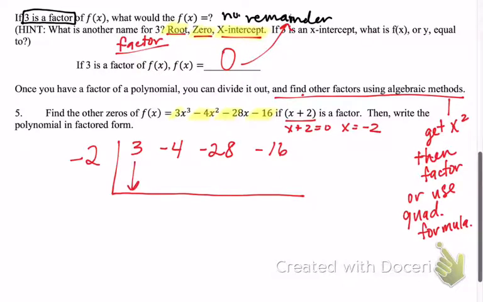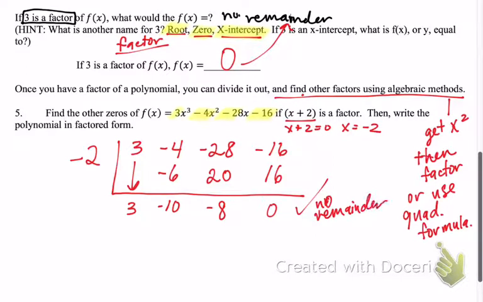I'm going to bring the first down, so 3. Negative 2 times 3 is negative 6. Add that down, it's negative 10. Negative 2 times negative 10 is a positive 20. Add that, gives me negative 8. Negative 2 times negative 8 is a positive 16. Add, 0. So since I get 0 here, that means no remainder, which is good. It's what I want. If you don't get a 0, then you did something wrong.